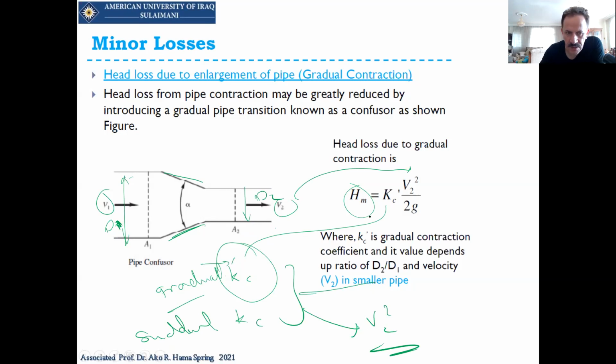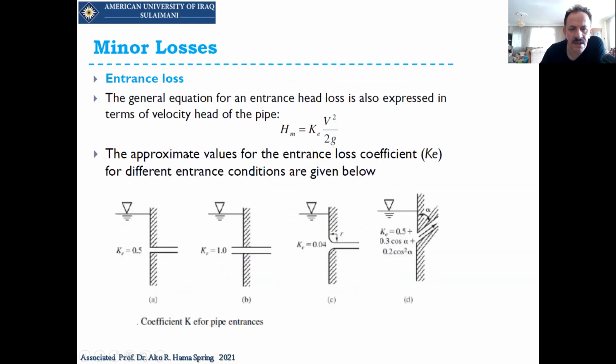Now you can see this Kc prime also depends on this angle, and I think we have a table for that. This is the first type of minor losses. So for minor losses, we have a contraction. Contraction means we have a higher diameter and a smaller diameter. So either we have gradual or we have it like this.